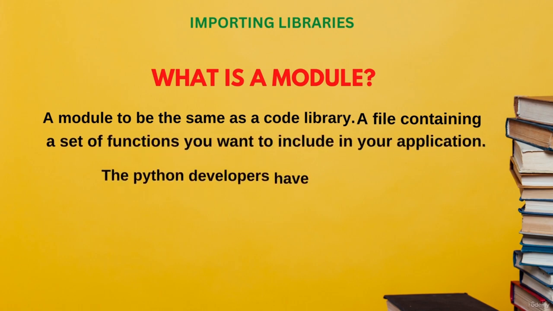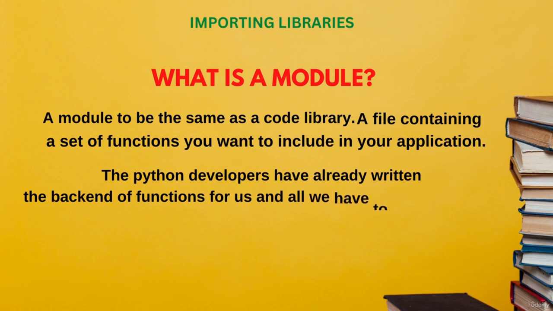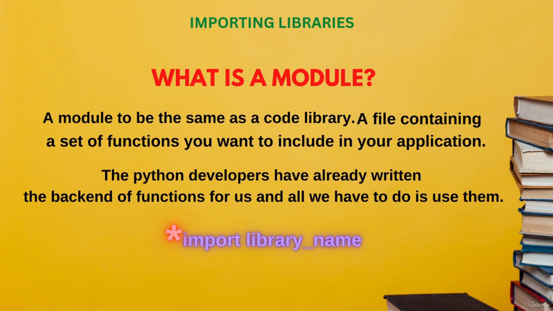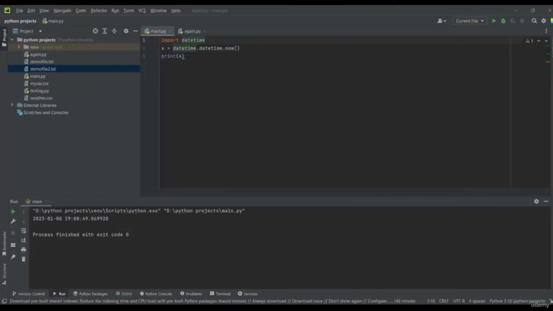The Python developers have already written the backend of functions for us, and all we have to do is use them. So far, if you remember, we have used them in lists, tuples, etc. There are lots and lots of functions which are not included in the main library, but rather in other libraries. If you want to use those functions, then we would have to import these libraries. To do so, we would have to use the import keyword and then the library name. Let's look at an example to understand better. Now, we're going to import a library.